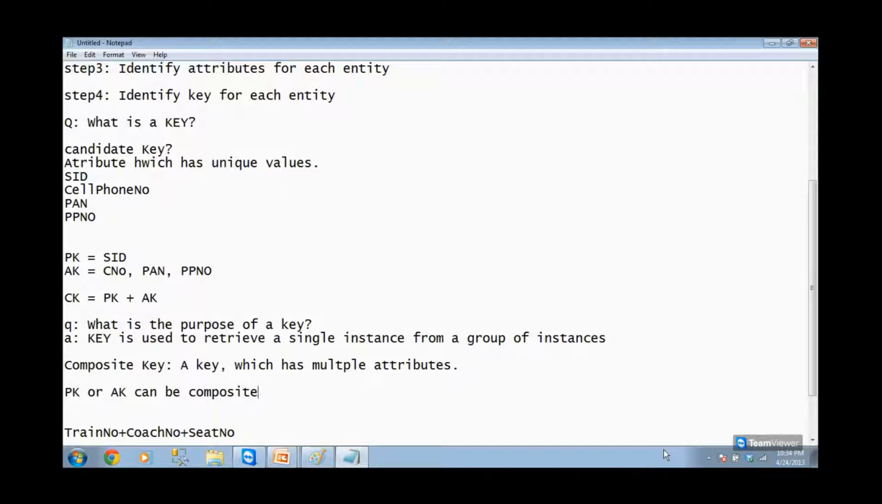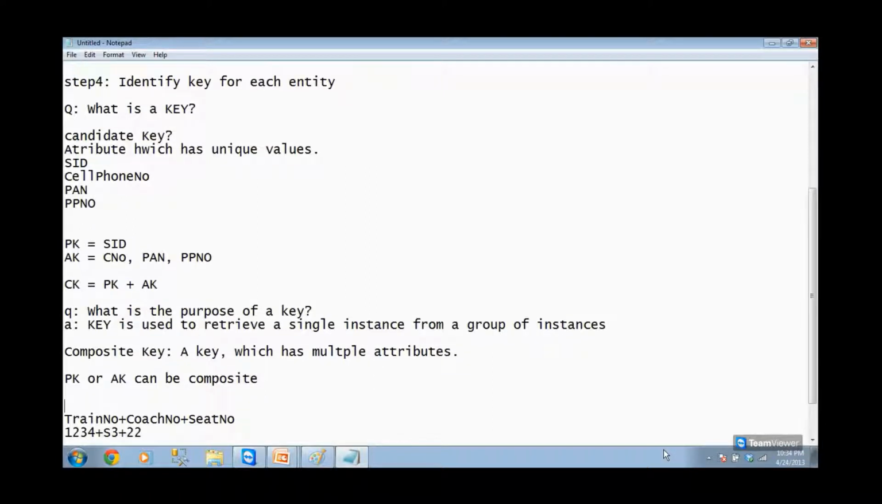Sometimes a primary key can be composite. Composite means a key has multiple attributes. Or an alternate key also can be composite. Here the best example is this one, you can remember this. Train number, coach number, and seat number put together will identify a single passenger, but not only the coach number, not only the seat number. I'll give you one more example.